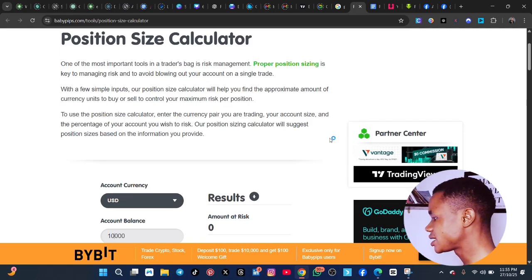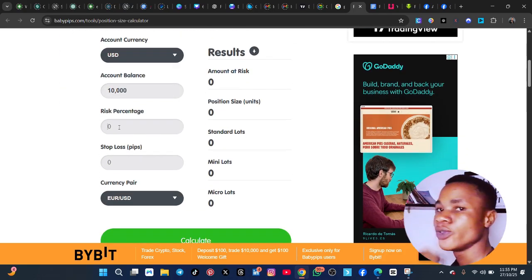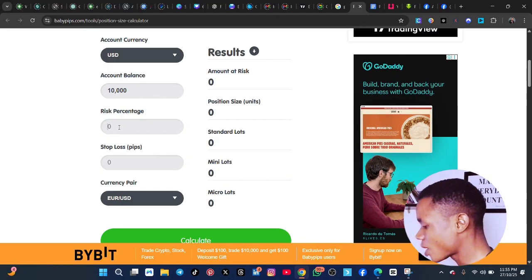All right, so since this is $10,000, what is the risk percentage? The risk percentage is determined by you. All right, so how much do you want? How much risk percentage? 1%, 2%. So I always go with 1%. So I'll just put 1% here.